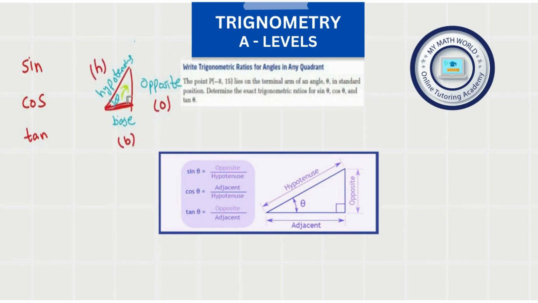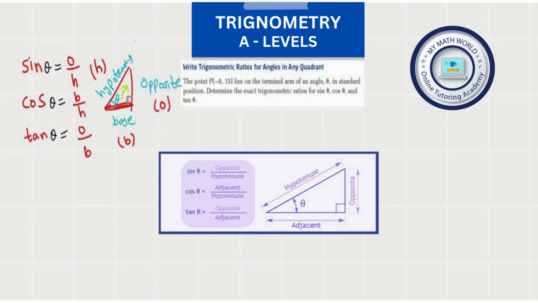then we can define the sine, cosine and tan ratios. Sine of the angle theta must be equal to opposite over hypotenuse, so O over H, and cos theta would be equal to base over hypotenuse, and the third one is the tan. Tan of the angle theta would be equal to opposite over base. Okay, so these three are the very basic trigonometric ratios.